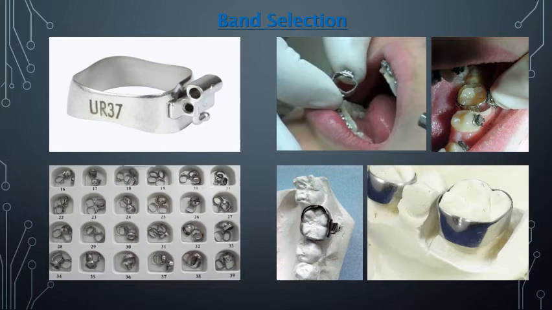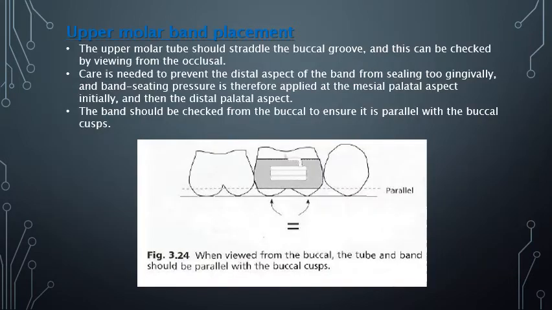Steps for band selection. Upper molar band placement. The upper molar tubes should straddle the buccal groove, and this can be checked by viewing from the occlusal surface. Care is needed to prevent the distal aspect of the band from seating too gingivally, and band seating pressure is therefore applied at the mesial palatal aspect initially, then the distal palatal aspect. The band should be checked from the buccal to ensure it is parallel with the buccal cusps.